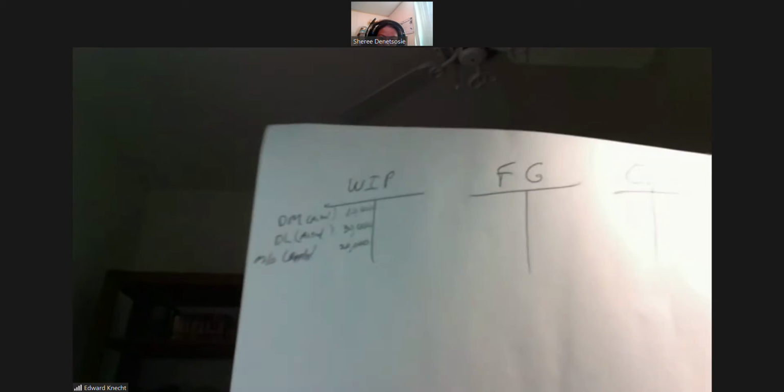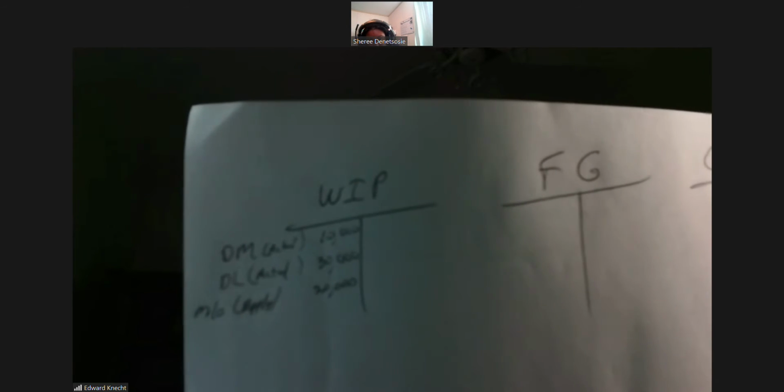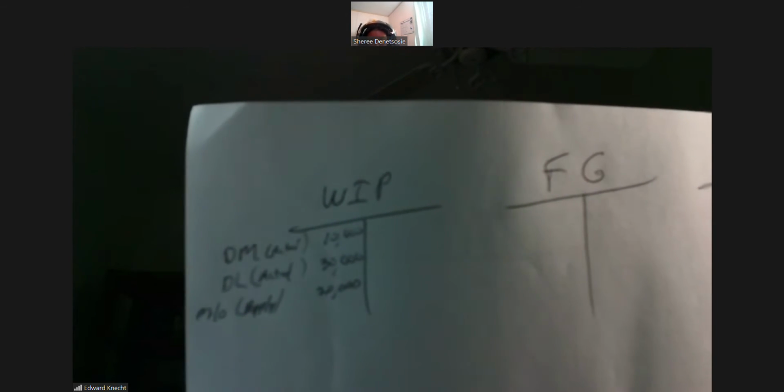And then we have manufacturing overhead, and we're going to apply that amount. Let's say it's $20,000. Can you see that, or is it too small? $20,000. I just made those amounts up. But we always put in the direct material cost at actual and the direct labor cost at actual. But to work in process, we have to apply the manufacturing overhead, right?